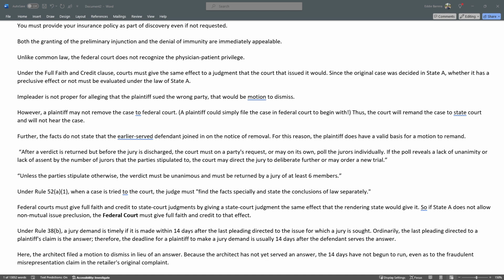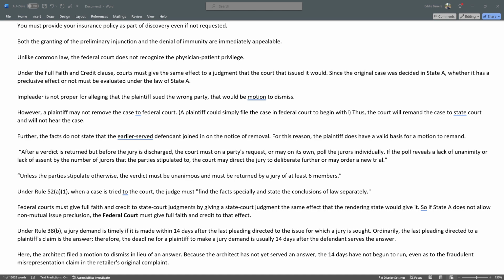For this reason, the plaintiff does have a valid basis for a motion to remand. After a verdict is returned, but before the jury is discharged, the court must on a party's request, or may on its own, poll the jurors individually. If the poll reveals a lack of unanimity or lack of assent by the number of jurors that the party stipulated to, the court may direct the jury to deliberate further or may order a new trial.